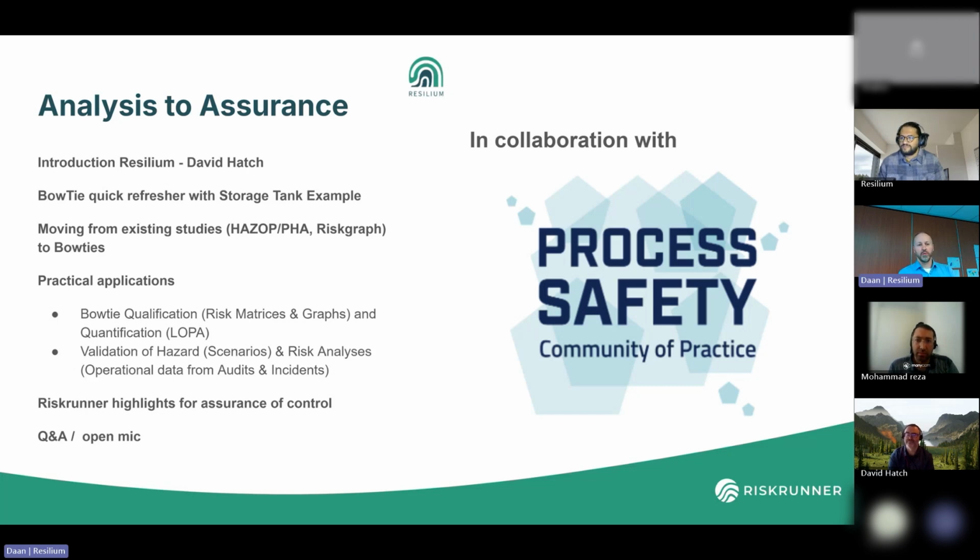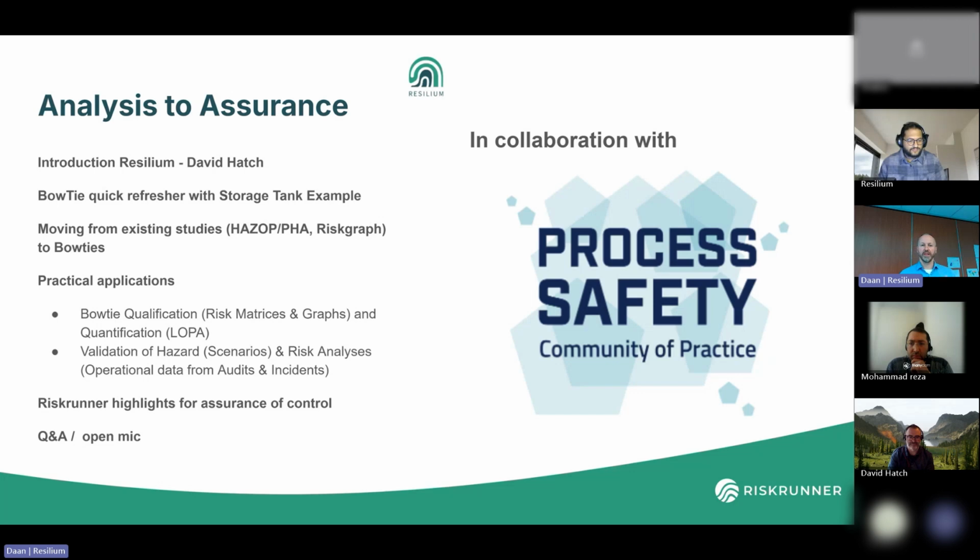We in Resilium, we are currently 10 people, where we have representation in the Netherlands, the UK team, someone in Portugal, and in the US, and we are currently really expanding also our partner network. Our mission in Resilium is to enable better decision making in risk. That's what we are here for.